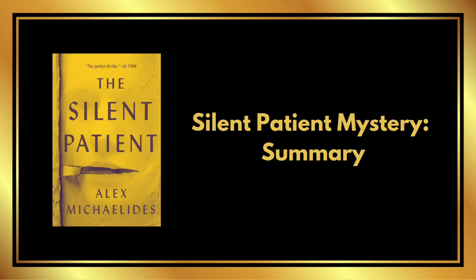1. The crime and its aftermath. Alicia Berenson lives a seemingly perfect life with her husband, Gabriel. He is a successful fashion photographer, and she is a renowned artist. They live in a beautiful home in London, and by all accounts, they are happy. But one night, everything changes.